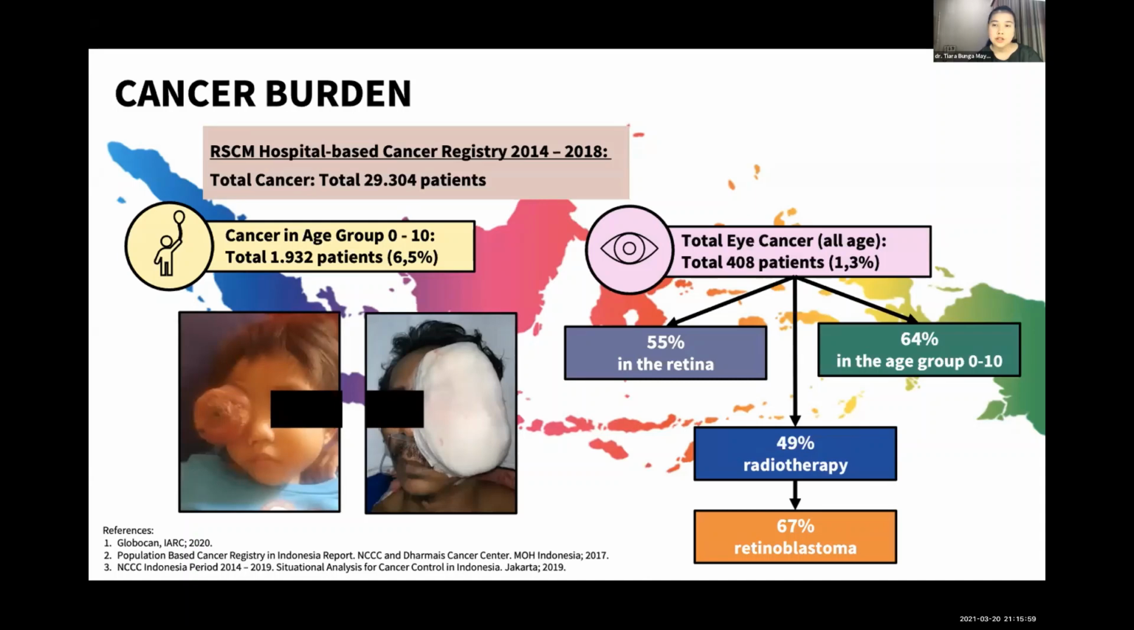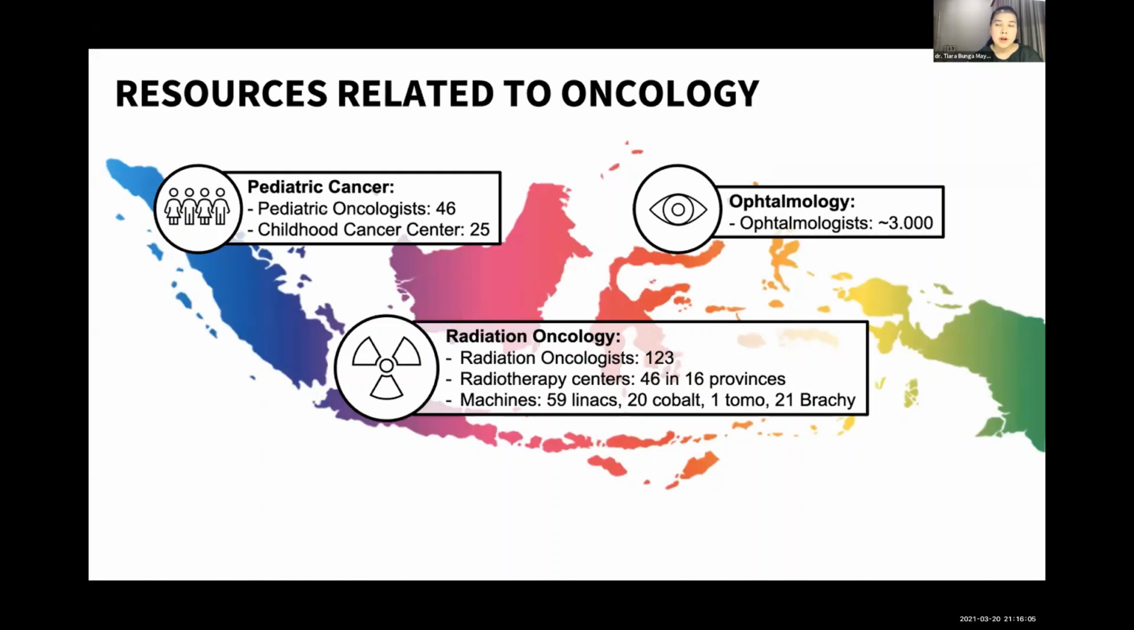And to give a brief overview of our resources in the nation, we have only 46 pediatric oncologists for the 273 million people of Indonesia, with only 25 centers capable of treating pediatric cancers. Fortunately, we have more ophthalmologists, about 3,000 doctors, but I believe there is still a limited number of consultants or fellows for oncology or pediatric ophthalmology.